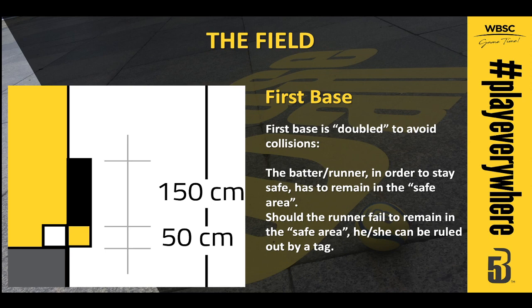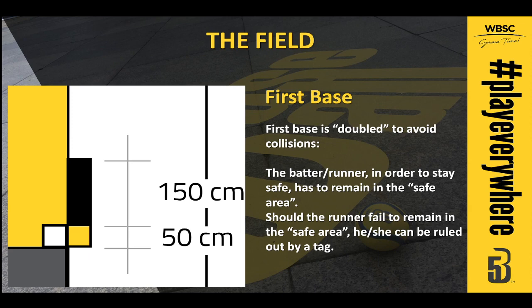First base, as we see here, is double wide, like in softball, to avoid collisions. The defensive play is made on the base in fair territory, while the batter-runner has to touch the base in foul territory. The batter, once they reach first base safely, has to remain within the area called the safe area, which is extended in foul territory for 1.5 meters. And the safe area here is indicated in black as an extension of the yellow foul side of first base.